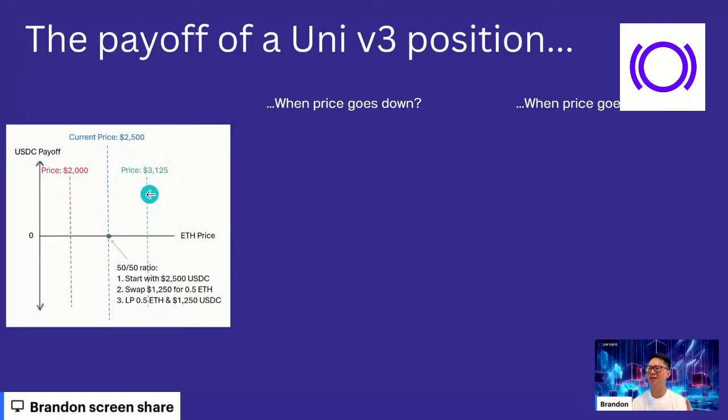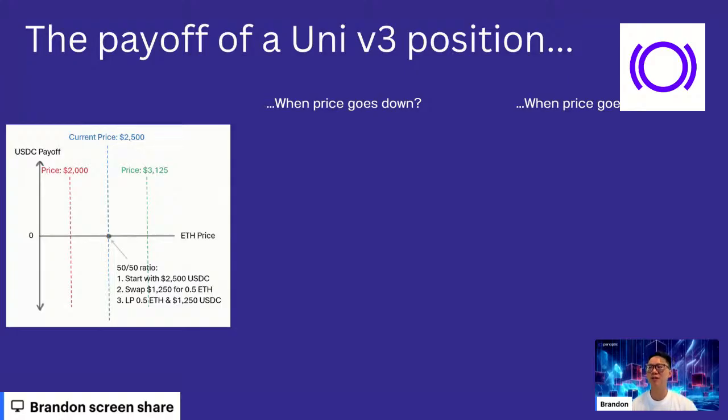So we see that in this example, the ETH price is 2,500. And we're going to LP concentrated, because it's V3, between 2,000 and 3,125. Okay, let's say you start with 2,500 bucks, which is the price of 1 ETH right now. You're going to swap half of that for ETH. So now you have 1,250 in USDC and half an ETH. All right, and you're going to LP both those amounts into the ETH USDC pool.